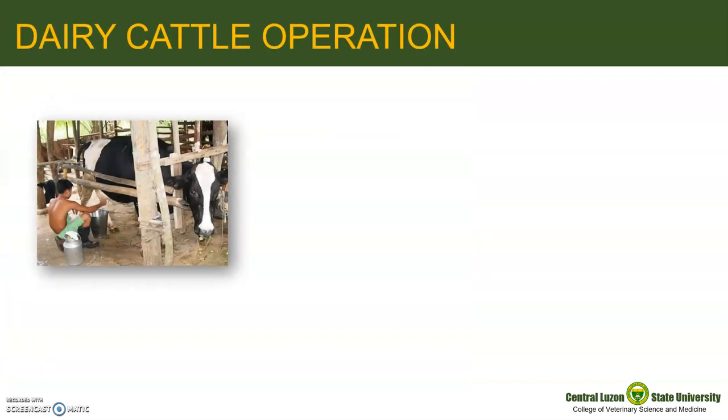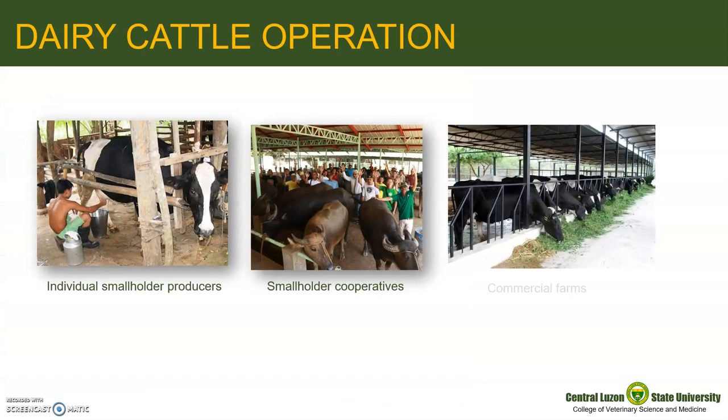In the case of dairy cattle, dairy farmers are obviously raising them for their milk. As we recall from the previous modules, dairy operation can be based on the size of the herd, from individual smallhold operations to cooperatives up to commercial operations. Normally, in individual smallhold operations, dairy cattle are raised under both extensive and intensive systems.